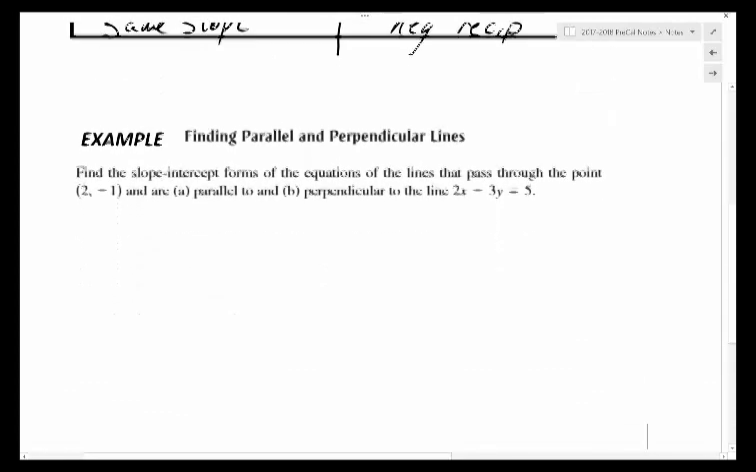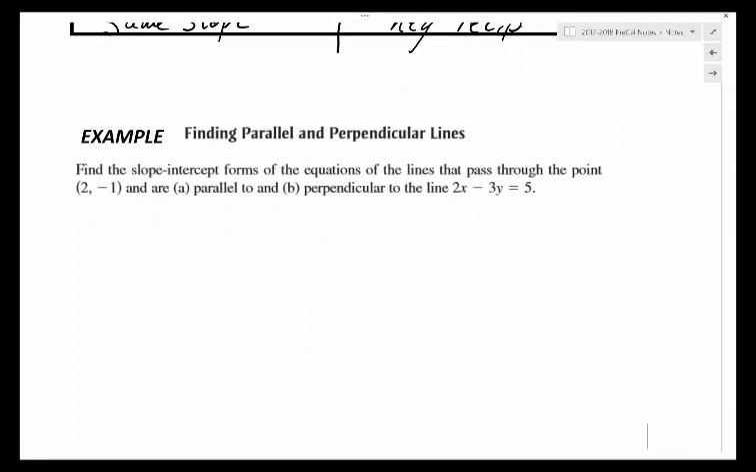So, find parallel and perpendicular lines. Find the slope-intercept forms of the equations of lines that pass through the point (2, -1) and are parallel and perpendicular to the line 2x minus 3y equals 5. Now they've told me slope-intercept form. This is y equals mx plus b. That means I need to take this equation and put it into that format. Think of it as forcing the equation to be in dress code. It needs to match everybody else.